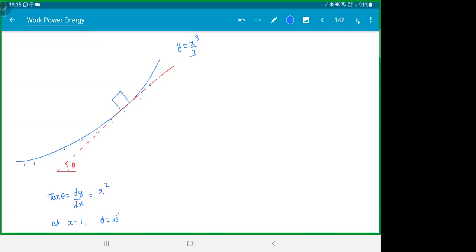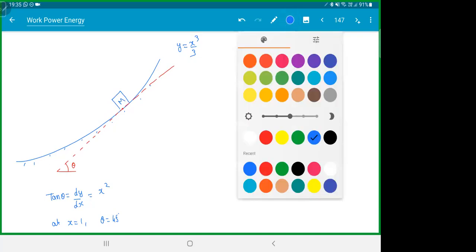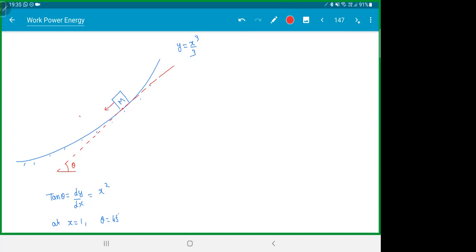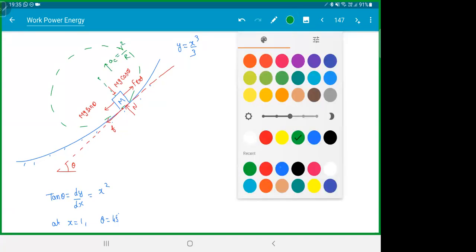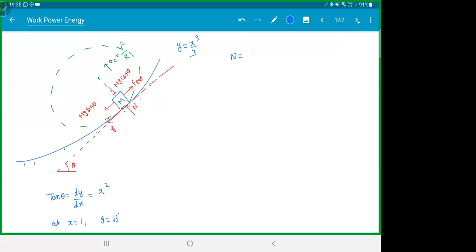Now take this block of mass 10 kg. The forces acting on the block will be mg sine theta, friction, and some external force which I don't know, but fine, it is there, and normal reaction. Along the normal, mg cos theta. Since it is going in a circle, there will also be a centripetal acceleration a_c, which is v square by r. So we get normal reaction will be mg.